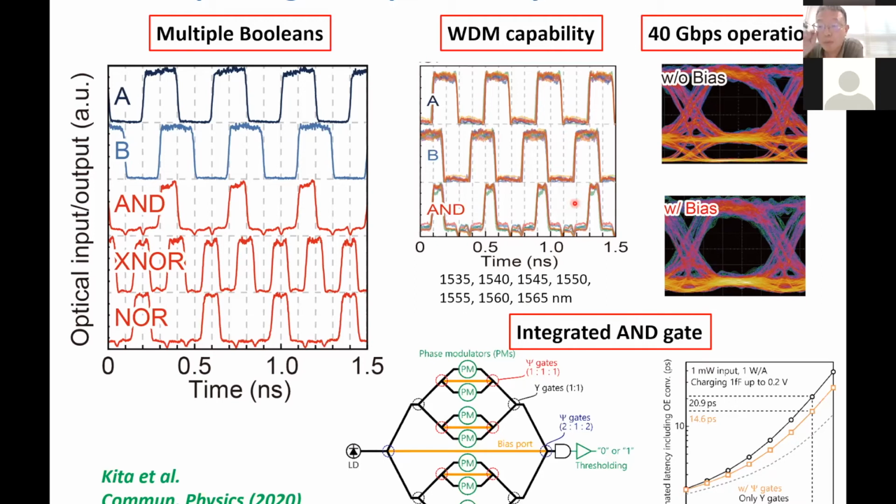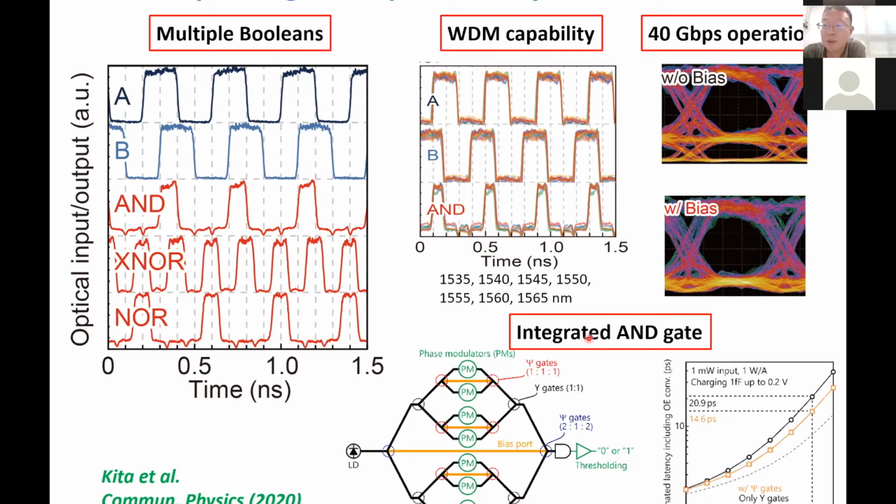Of course, the device operation speed is very fast because it relies on just the interference. And this shows experimental demonstration of 40 gigabit per second operations. In addition, we can integrate Psi gate. This is one example. This shows integrated AND gates for multiple inputs.